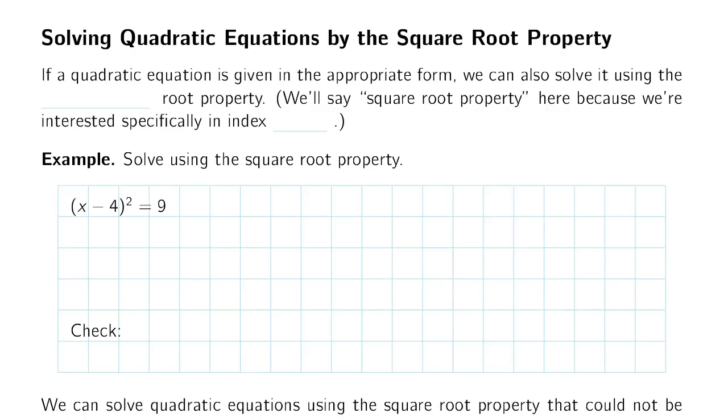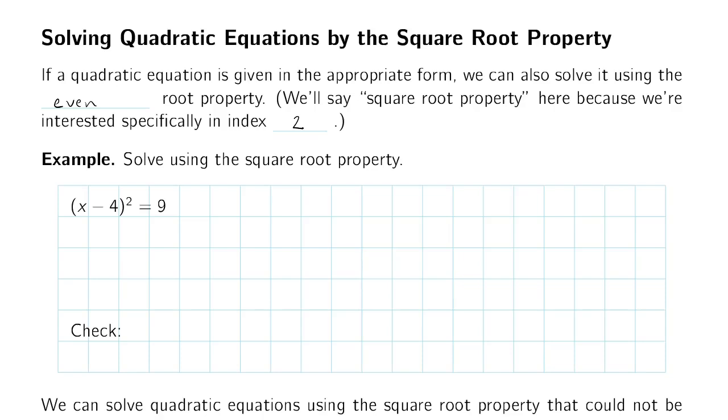In addition to solving a polynomial equation by factoring, we also know how to solve an equation involving a power function by using the appropriate root property. When we're dealing with quadratic equations, the degree is 2, so we'll be using the even root property. And in fact, we're just going to say the square root property because we're dealing specifically with index 2 when we're talking about quadratics.